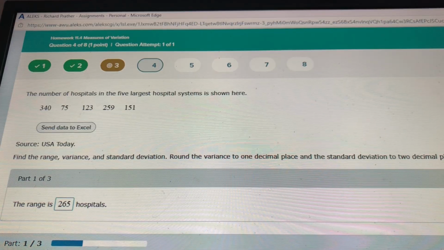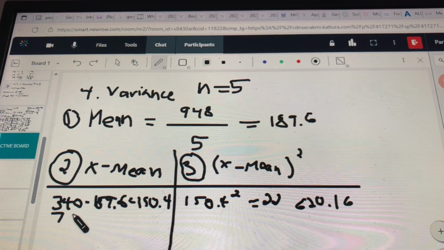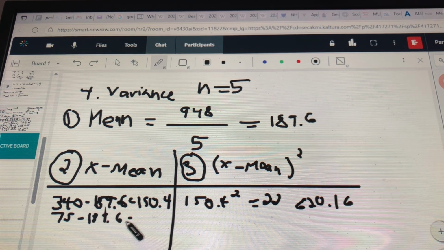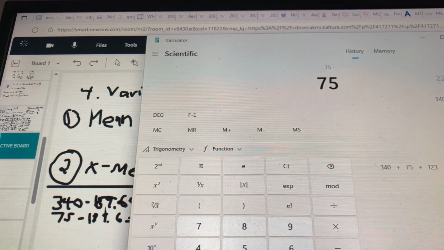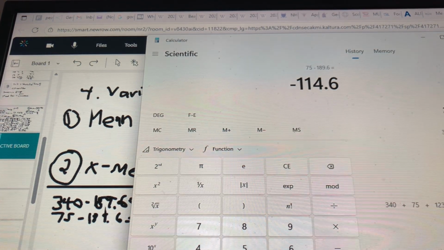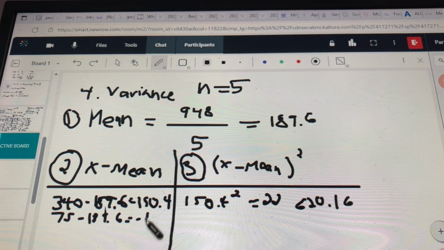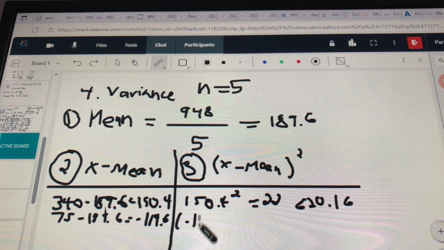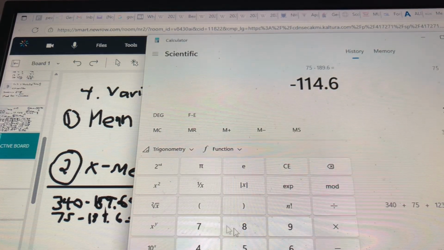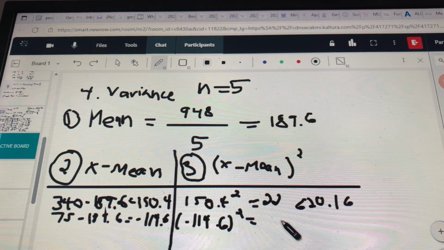The next number is 75. 75 minus 189.6. 75 minus 189.6 is negative 114.6. So now do negative 114.6 squared by just hitting the squared button right away. Positive 13,133.16.